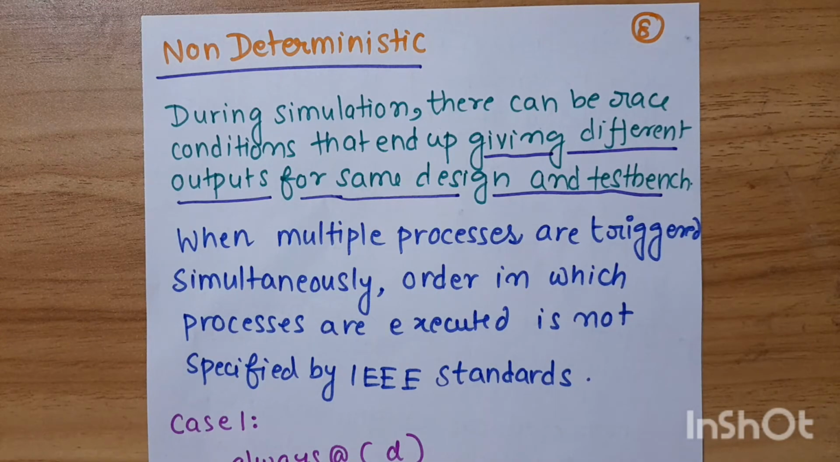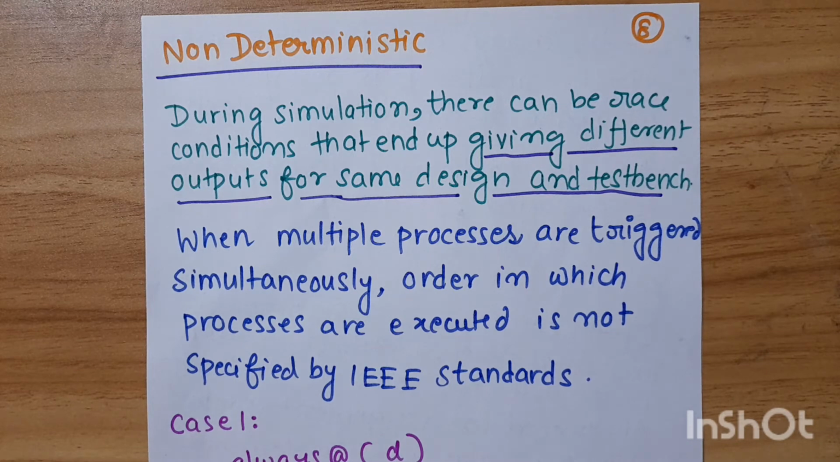Now we will look into the non-deterministic simulation. During the simulation, there can be race conditions that end up giving different outputs for the same design and test bench. The race condition can come up when two or more processes are triggered simultaneously. The order in which processes are executed is not specified in the IEEE standard, which I told is that in the active event certain types of instructions are there. They are being picked up during the simulation and they are executed.